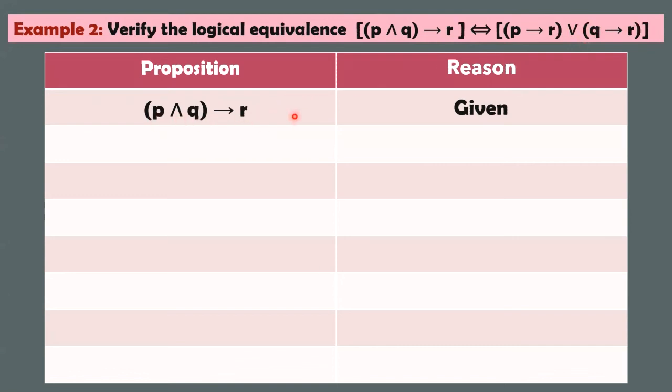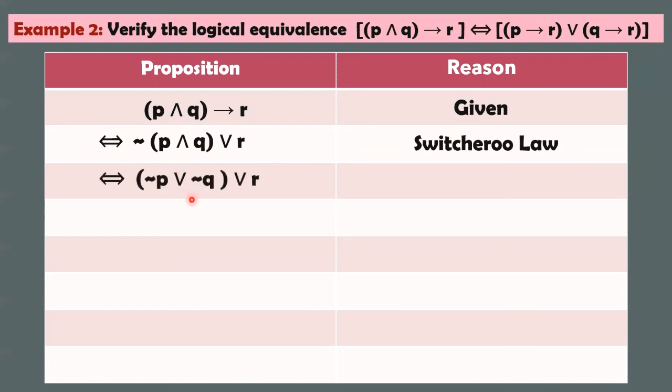So now, if I have this, okay, I can write this conditional statement into a disjunction. How? By negating the hypothesis, ito yun. Okay? Or R, like that. Okay? So this is justified by Switcheroo law. Okay? And then, we can distribute this negation dito sa loob. Magiging ganito. Right? Okay. This is supported by De Morgan's law. And then what's next? Here.